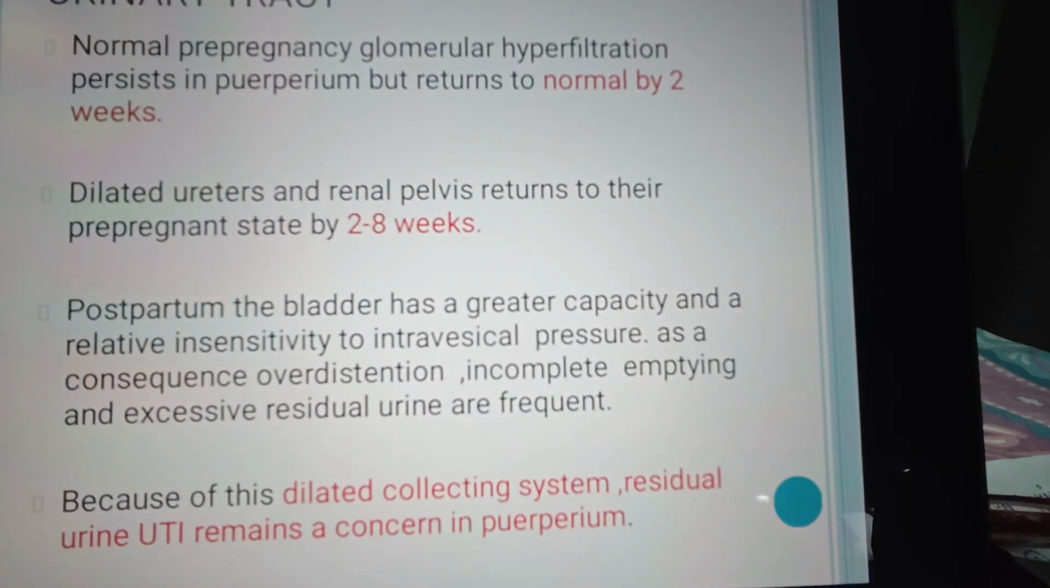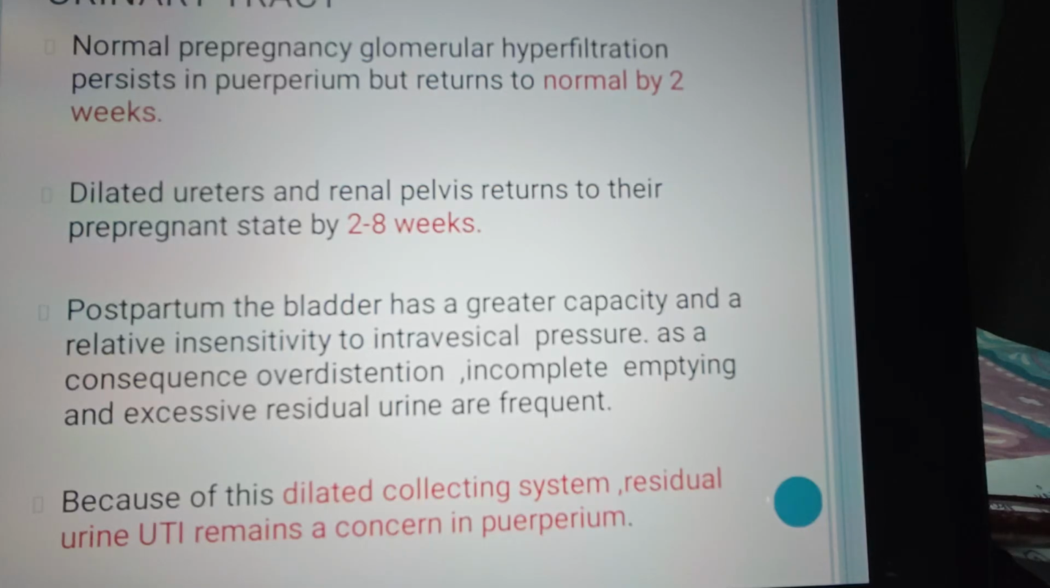Now what changes occur in the urinary tract just after delivery? Normal pregnancy glomerular hyperfiltration persists in the puerperium but returns to normal by 2 weeks. So 2 weeks are taken for restoring normal filtration. Dilated ureters and renal pelvis return to their pre-pregnancy state by 2 to 8 weeks, and this dilatation occurs because of the progesterone hormone.